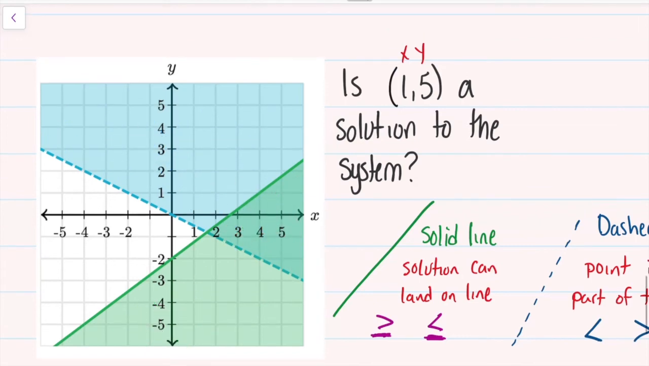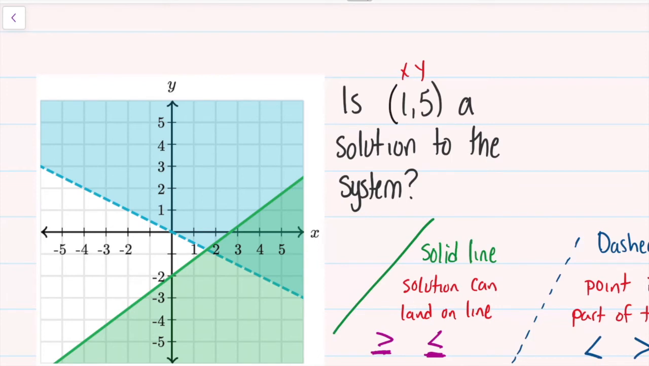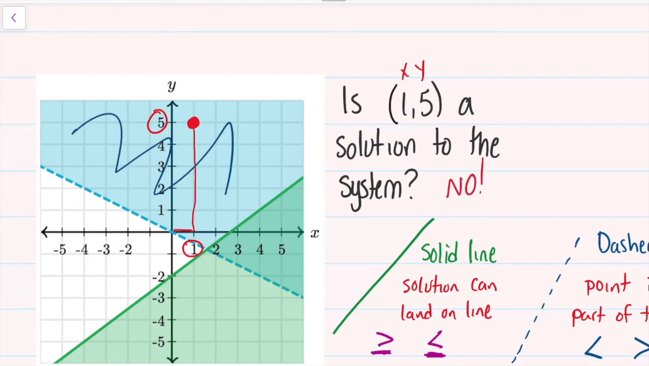Well, let's look at this point then. My x is 1, my y is 5, so I go to the 1, I go to the 5, that point. Is it a solution for both? No, because it's only touching blue. I need it to touch green as well. All right, is everybody clear on that?